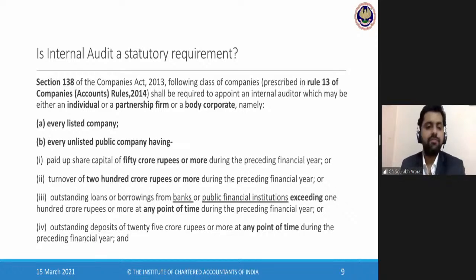If you read these 4 provisions carefully, you'll see the phrases "during the preceding financial year" and "at any point of time during the preceding financial year." So these all mean that at any point of time in the preceding financial year, and this doesn't necessarily mean at the closing of the last financial year. So if the paid up share capital, loans and borrowings, or deposits reduce on the closing date, it doesn't make any difference. If it has touched this level, then the internal audit becomes applicable on them. So every listed company and every unlisted public company having all these 4 conditions, one of these 4 conditions, sorry. So any of these need to be fulfilled.